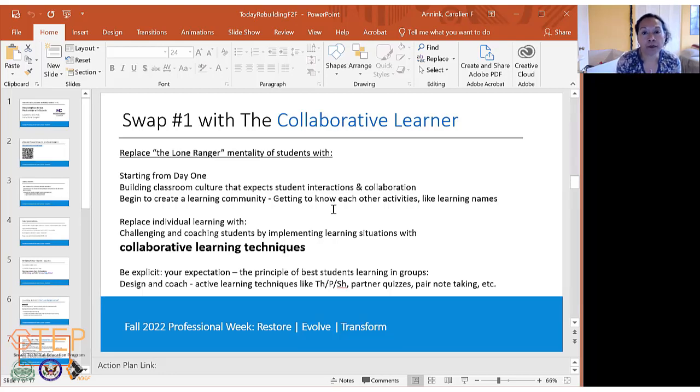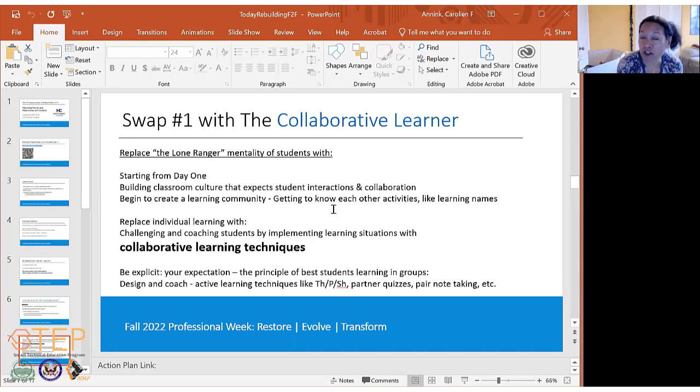So better than to continue this individual approach that students were more forced into and that you as an instructor were forced to have. Once students come back to the face-to-face classroom, it is important to emphasize the collaborative learner. So starting from day one, you can talk to the students and explain that your teaching strategy is one where students interact and collaborate.